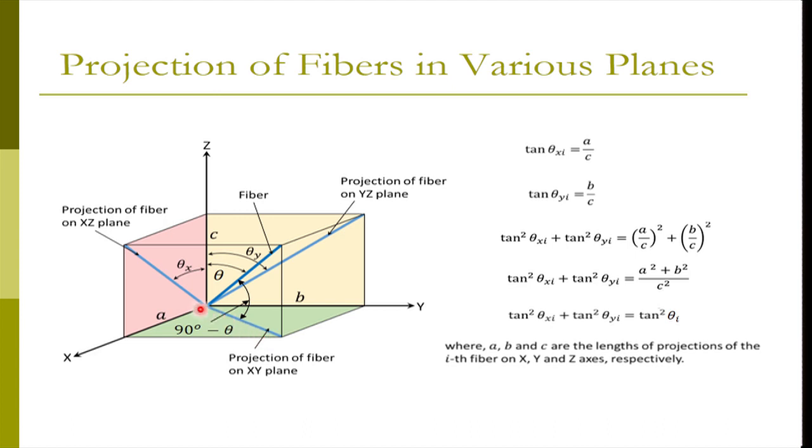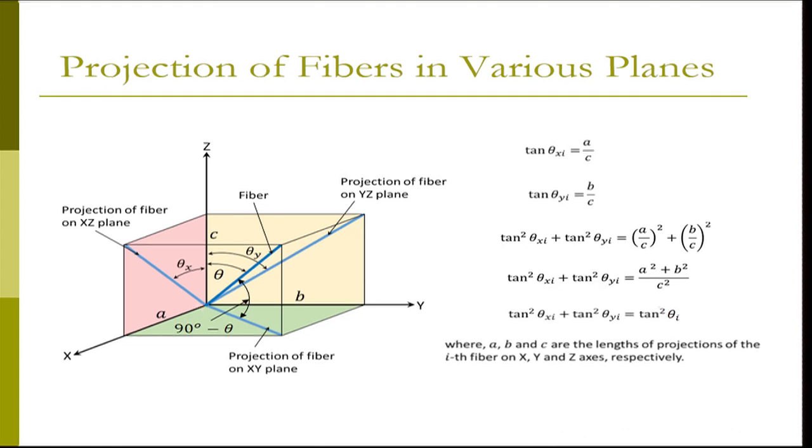So, if you calculate tan theta i, then you will see it is the square root of A square plus B square divided by C. So, tan square theta i is equal to tan square theta xi plus tan square theta yi. One can easily calculate the out of plane orientation angle of the fiber with the help of the projections taken on different planes, on this xz plane and also on the yz plane.